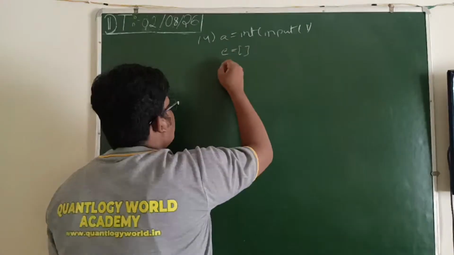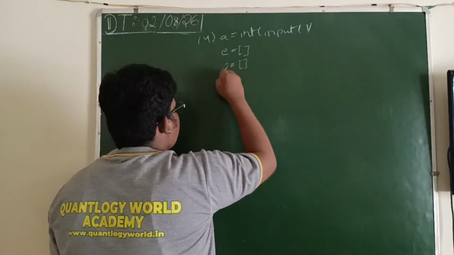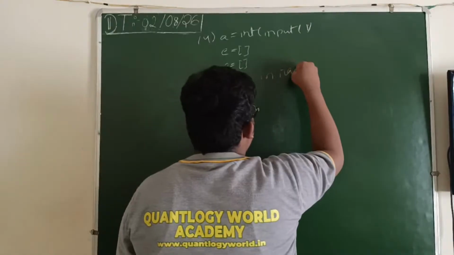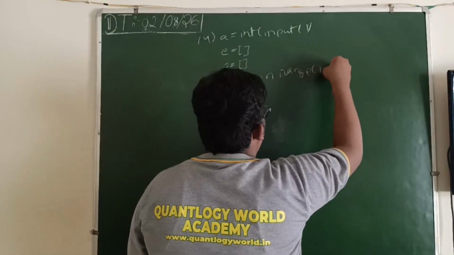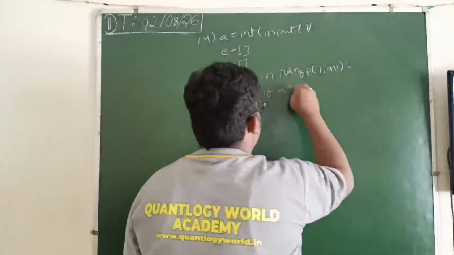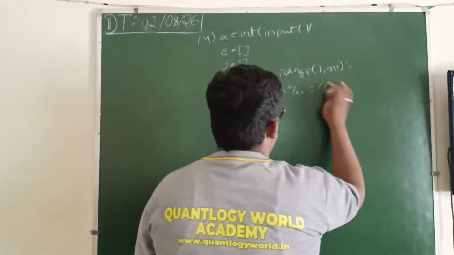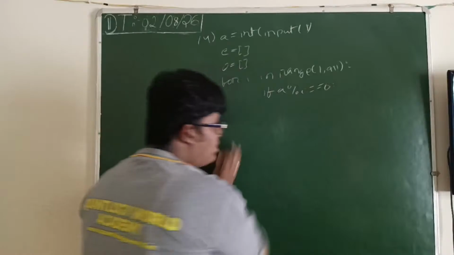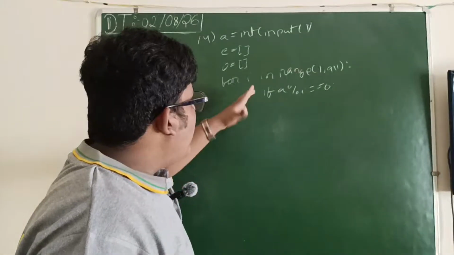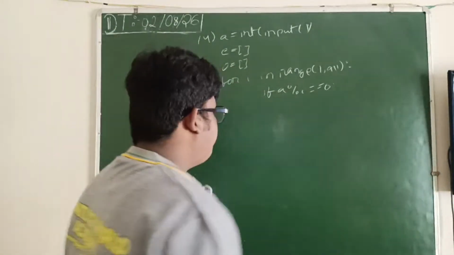E equal to empty square bracket and O equal to also empty square bracket. For i in range 1 to a plus 1, if a percent i double equal to 0, then this condition checks if i is a factor of a or not, then another condition will write to check it is even factor or odd factor.